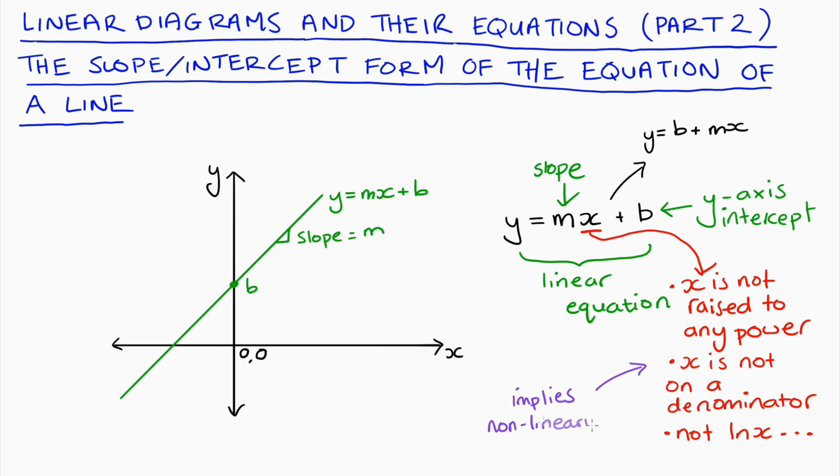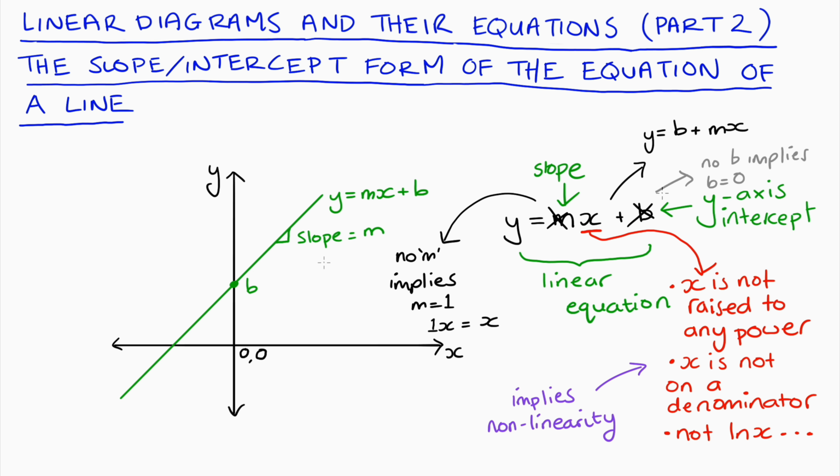Now, I will clarify though, if there is no actual number in front of x, that just implies that m is equal to 1. So we notate 1x as just x, right? And if there is no b, that just implies that b is equal to 0. So in that case, our y-axis intercept is 0, and in fact, it will go through the origin in that case. So let's go through an example to demonstrate, and I'll just keep it abstract. So I'll keep with the x and y variables for now.